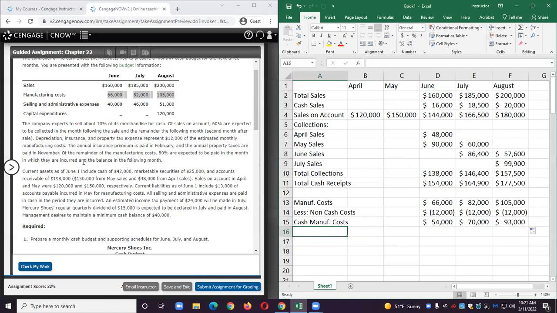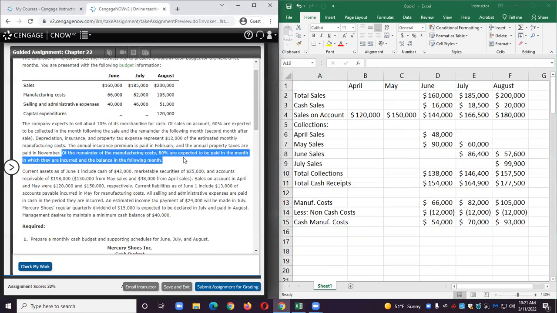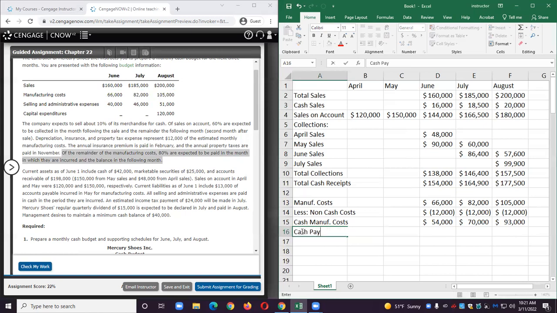And then our instructions tell us of the remainder of the manufacturing costs, 80% are expected to be paid in the month in which they're incurred, and the balance the following month. So I'm going to say, so our cash payments for May costs, June costs, July costs, and August costs.